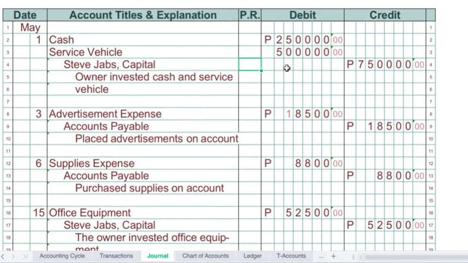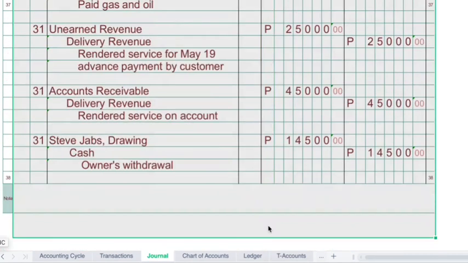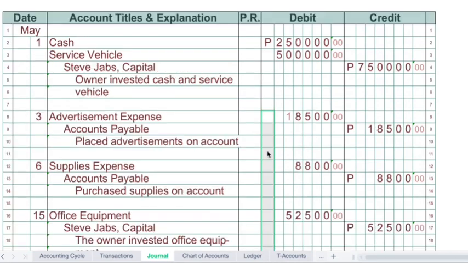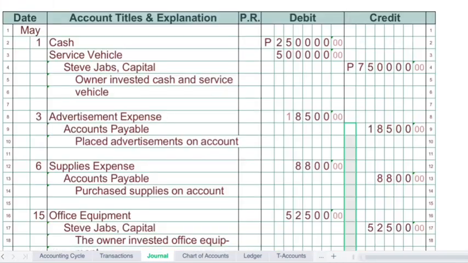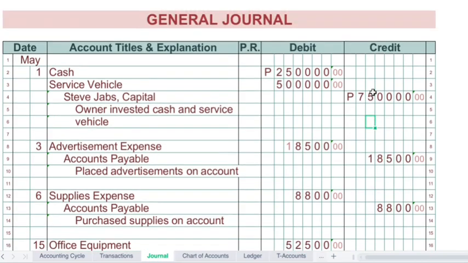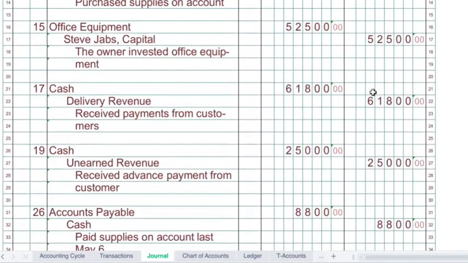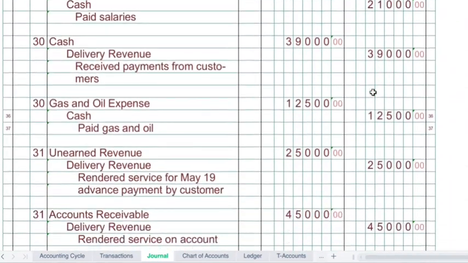So by the way class, yung iba, tinatanggal na rin nila yung peso signs dito. Okay, so yung pinaka taas lang, okay, yung pinaka unang-una lang yung nilalagyan nila ng peso sign.